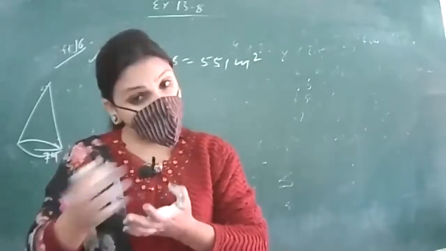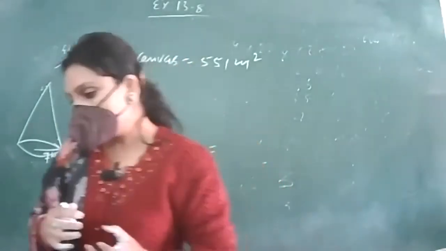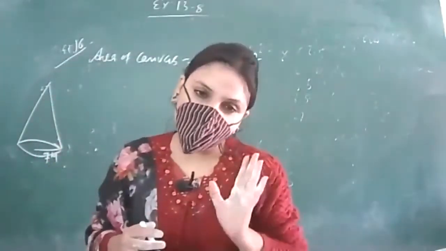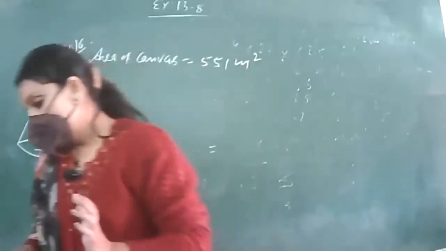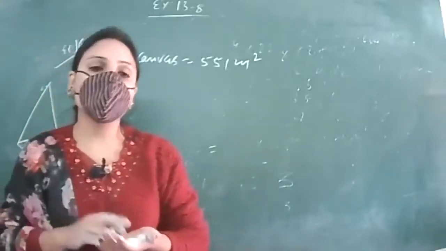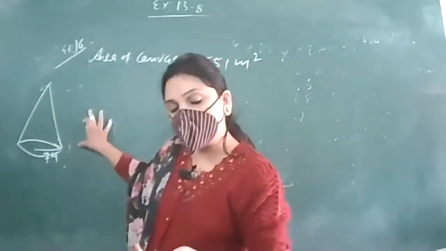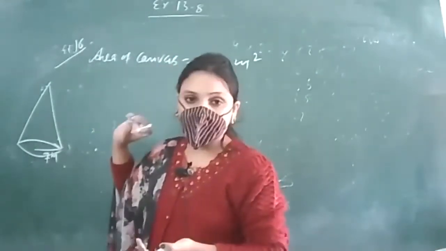is wasted in margins, in cuttings and all that. And how much has been wasted? 1 meter square of the canvas has been wasted. Then it says, find the volume of the tent that can be made with it. We want to find the volume of this tent, right?